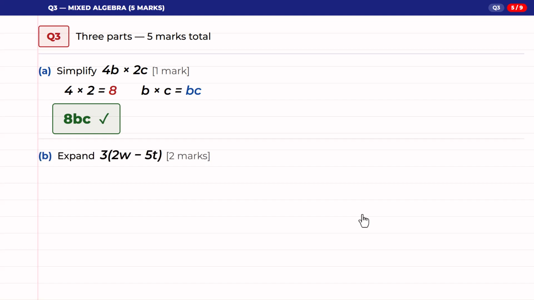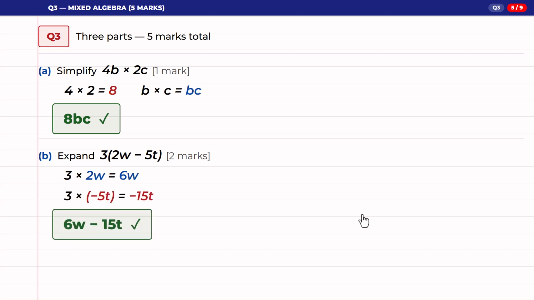Part B. Expand 3 times the bracket 2w minus 5t. 2 marks. The 3 must multiply every term inside the bracket. 3 multiplied by 2w. 3 times 2 is 6. So 6w. 3 multiplied by negative 5t. 3 times negative 5 is negative 15. So negative 15t. The final answer is 6w minus 15t.